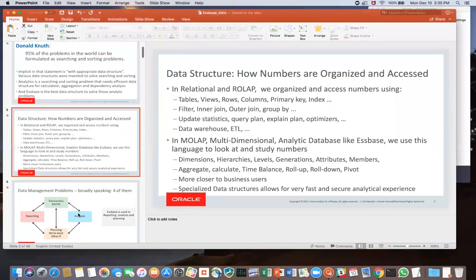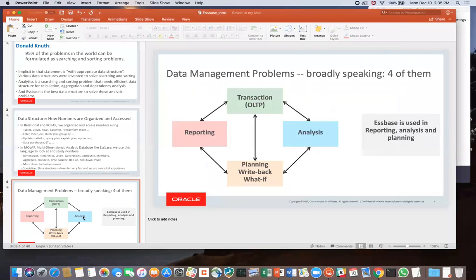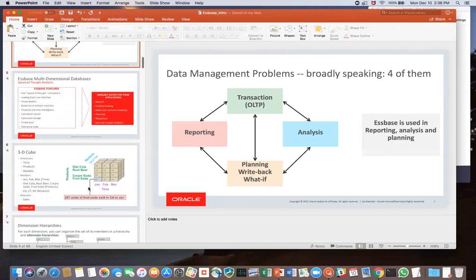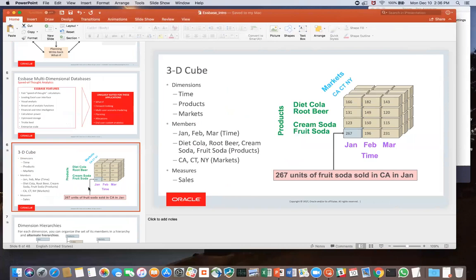Okay. So in terms of the various types of data management problems, Essbase is used in reporting and analysis as well as what we call planning, planning write back, and what-if, right? This tuple space needs to be managed when updates are constantly going on. It's not just that you build the tuple space data structure one time, but you need to continue to manage that, okay? So just quickly go through some of the concepts.